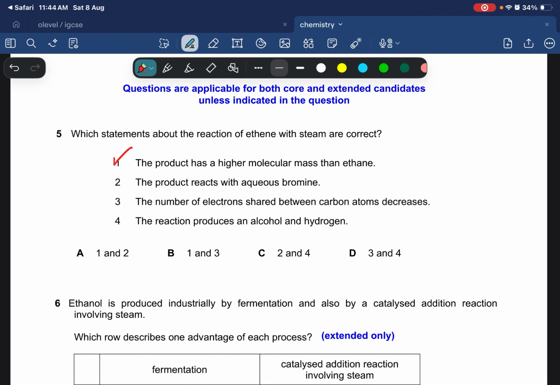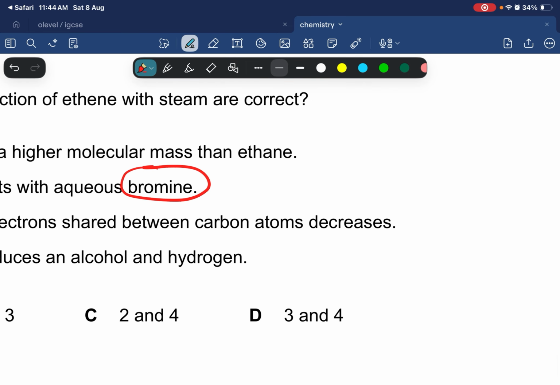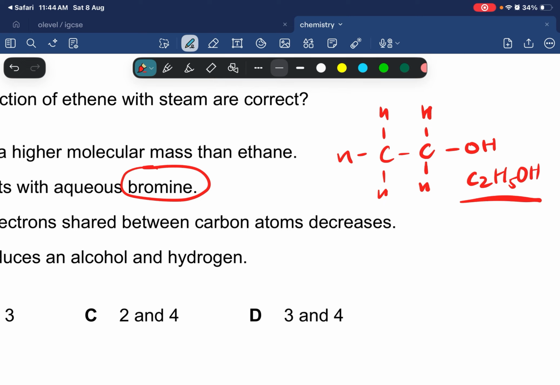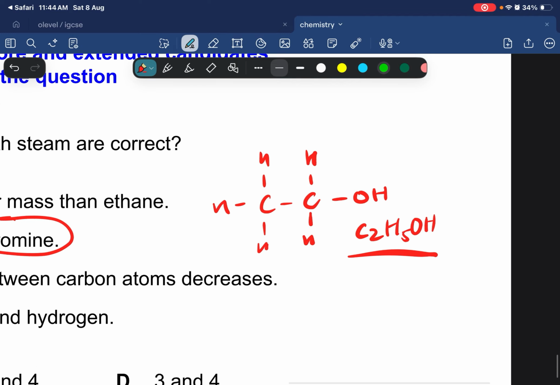Statement 2 says that the product reacts with aqueous bromine. Well, the product is ethanol. Ethanol is carbon, then there is an OH here, H, and H. So it's basically C2H5OH. This is your ethanol. So does ethanol react with bromine? I don't think we have any reaction in the syllabus that makes bromine react with ethanol.